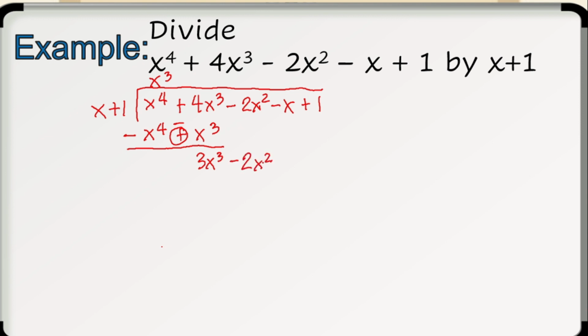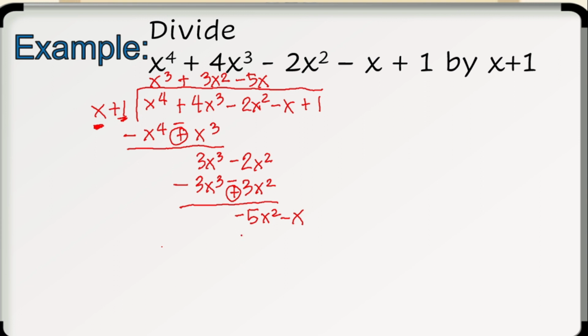3x cubed divided by x is positive 3x squared. Then, multiply x to 3x squared. We have 3x cubed. 1 times 3x squared is 3x squared. Subtract, change the sign. We have negative 5x squared. Bring down negative x. Negative 5x squared divided by x is negative 5x.